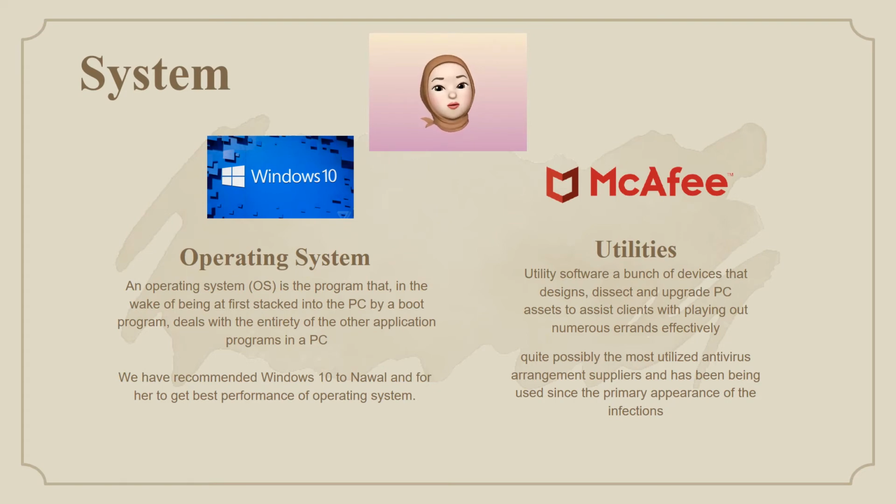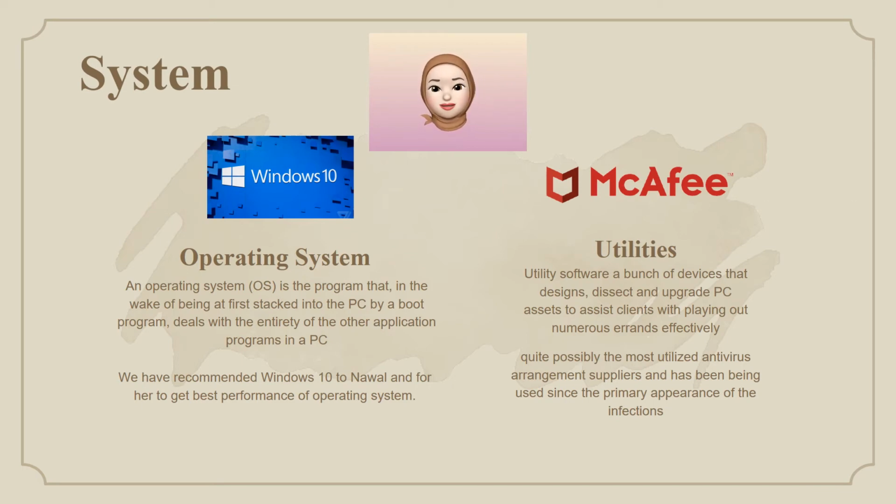System software was developed to run the computer software and provide a platform for applications to run on. These programs are intended to run a PC's application programs and equipment. In system software, we can see two types of it, which are operating system and utilities. Okay, I will share about operating system.